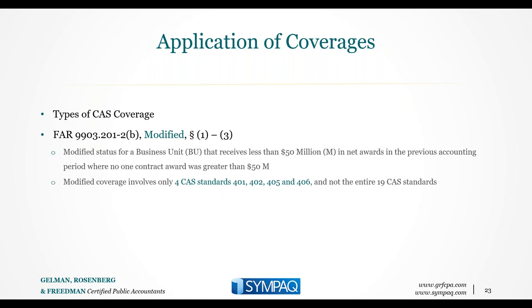So we get into the CAS coverages. We already know what is exempt. What gets us into it if it's a negotiated contract? Well, modified is one of those. And that means in the prior year, you received less than $50 million in net negotiated awards. Or in the current year, no one contract was greater than $50 million, but you at least had that $7.5 million trigger that got you into CAS coverage. And there's only four standards that really go along with this, and that's CAS 401, 402, 405, and 406. And so those are the four CAS standards.